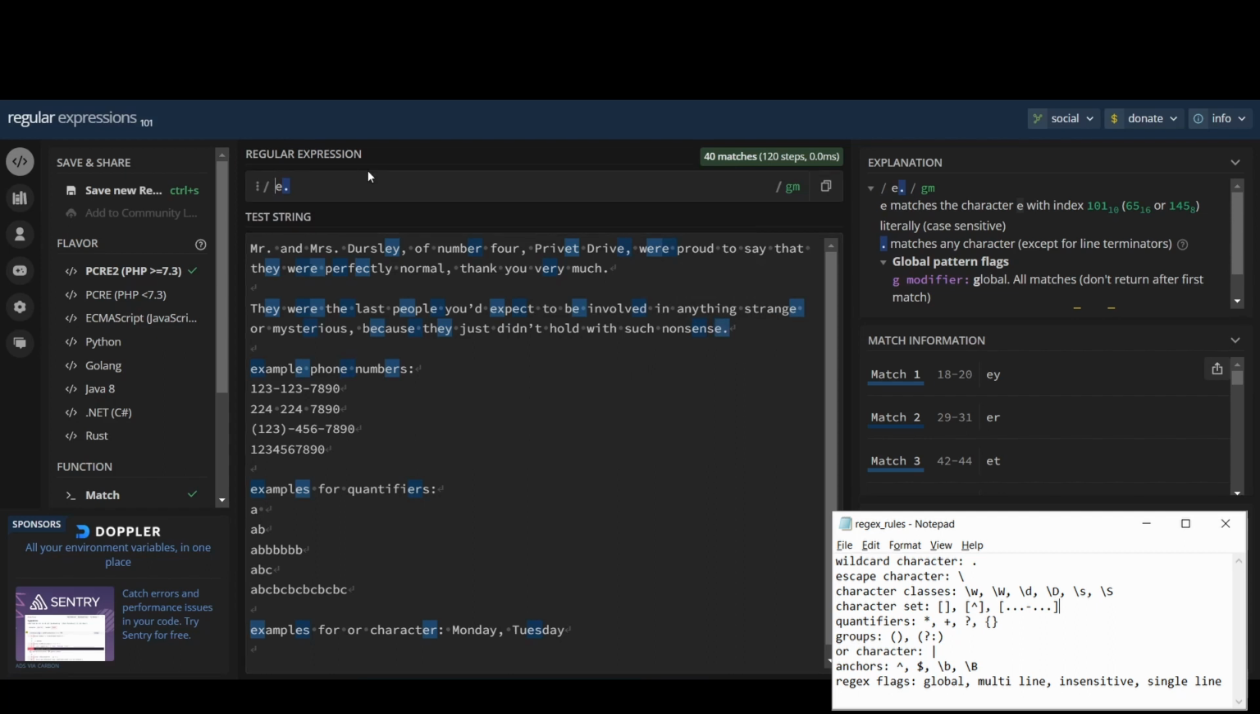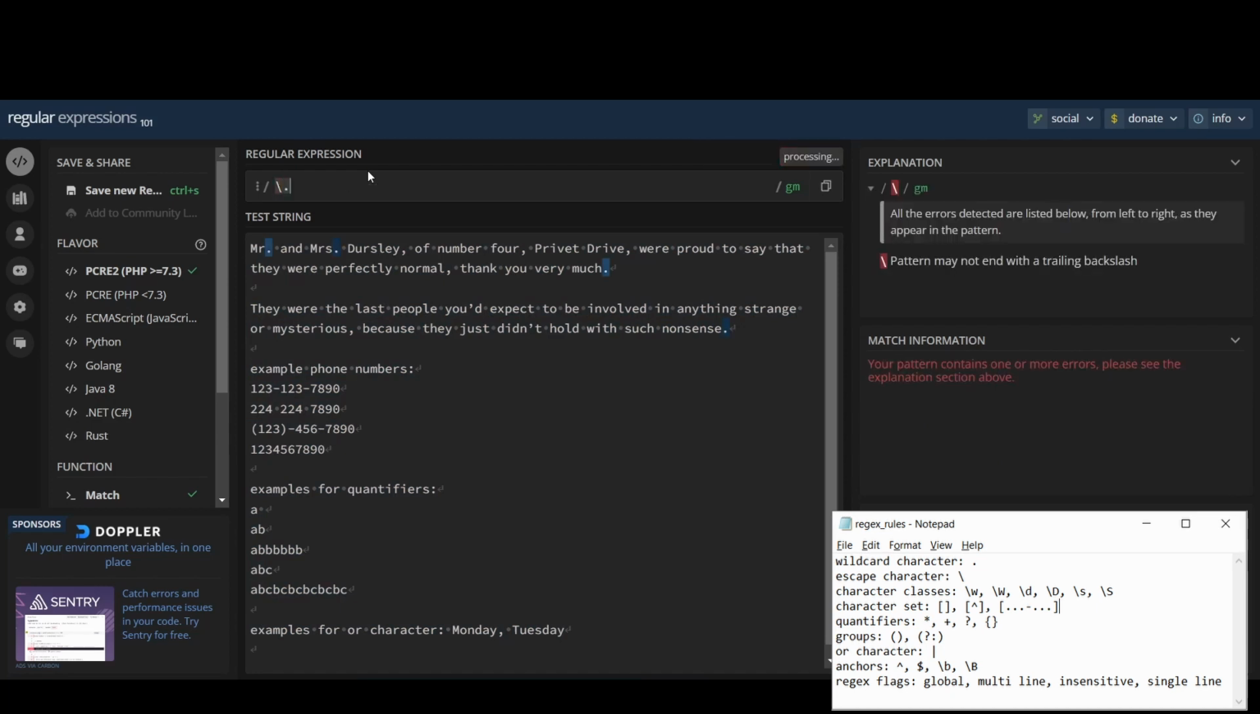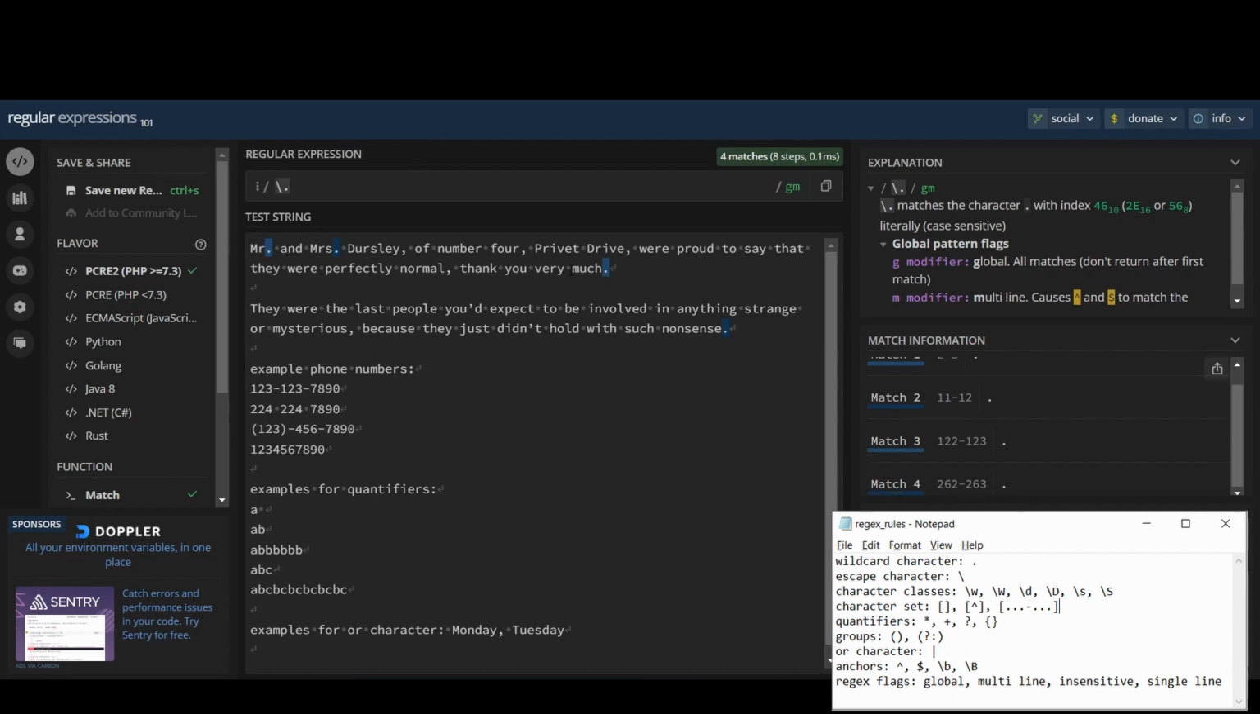Now what happens if we want to search for a literal period? This is where we need to use the escape character, which is the backslash and then period. In this case, we are going to escape the wildcard character to be just a literal period so that we are going to find only 4 matches of the period.